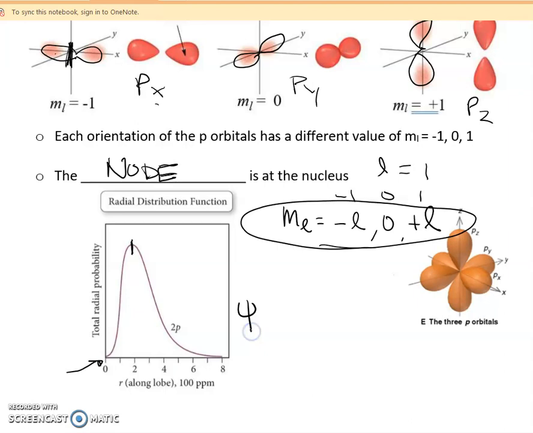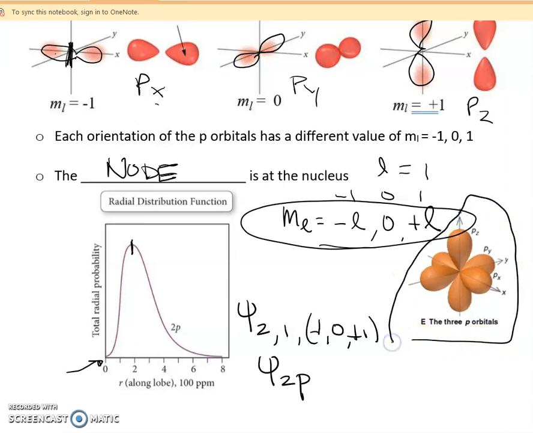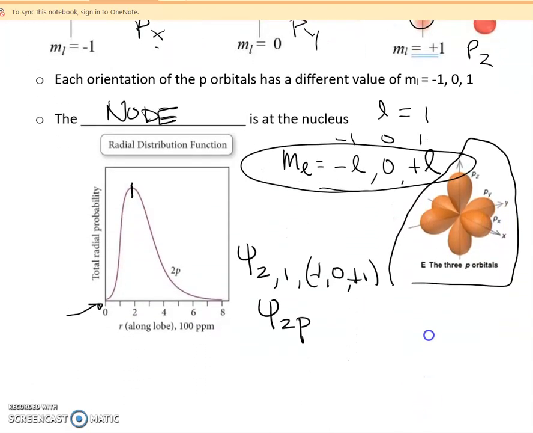Now, if we look at our wave function for a p, we know that we're going to have n equals 2. L should be 1. And our m sub l can be all of these numbers: negative 1, 0, and plus 1. But instead of writing all that, we just say psi 2p, and that's all of our wave functions. And here you can see all of the orbitals plotted on one set of axes. So that's what all 3 orbitals look like. Okay, so those are our p orbitals.